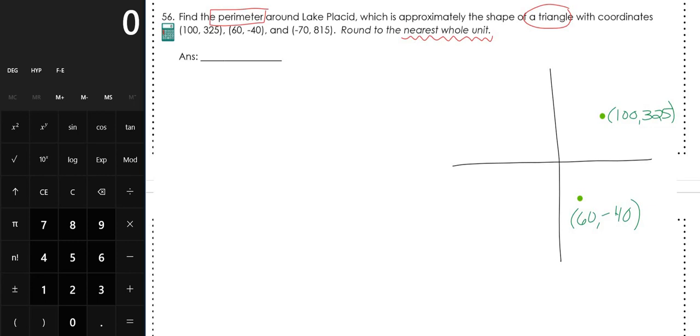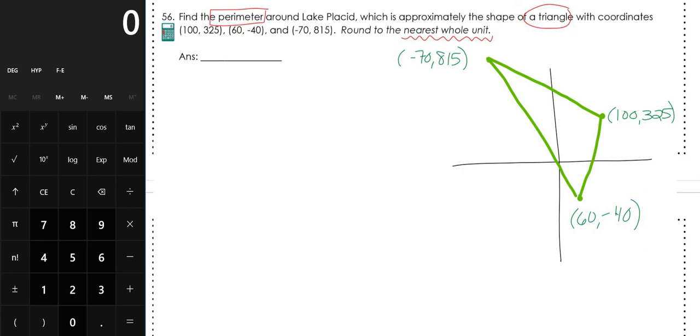Now the last one is going to be negative 70, comma, 815. So negative 70 is going to be pretty high up. I'm going to approximate it's right there, and I'm going to label it as negative 70, comma, 815. All right, so let's connect all three of these side lengths to see what gets formed. Okay, so here's my triangle. Now we need to find the length of each side.